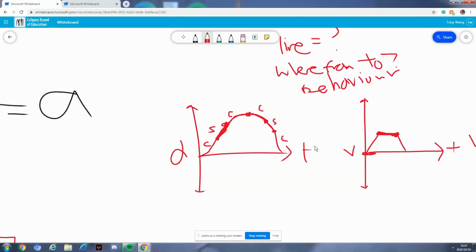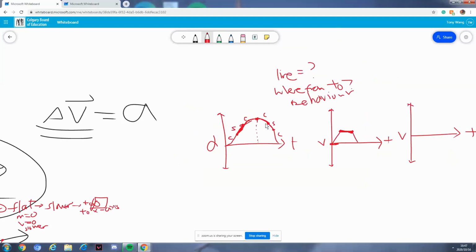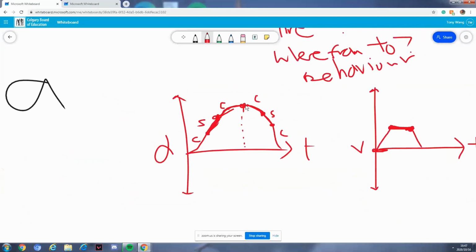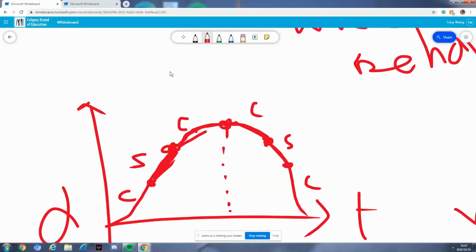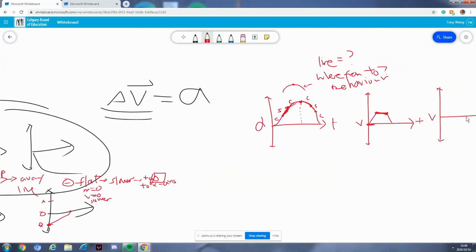So this line, think of it as a reflection. This line reflects this line. So this line's going flat, so this line's going like this. It doesn't look like it because it's a bad drawing, but it's supposed to look like this. So what line would it form on a velocity time graph?